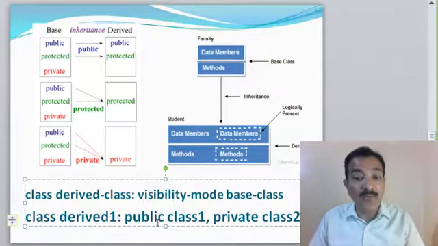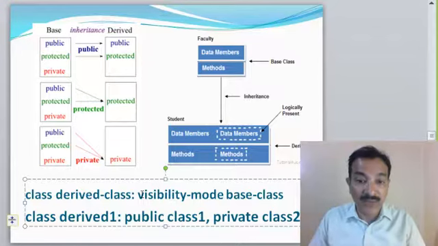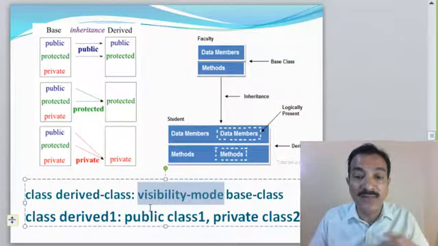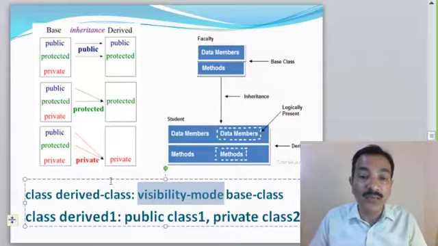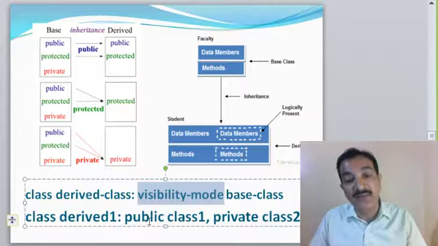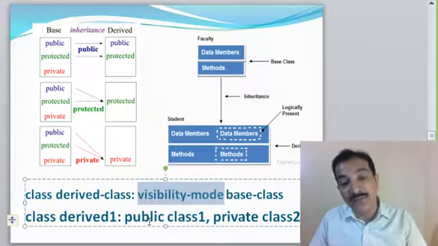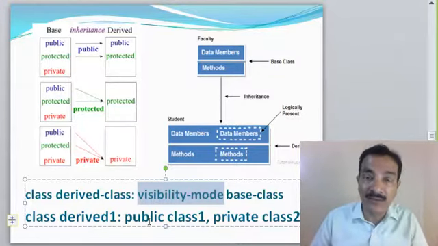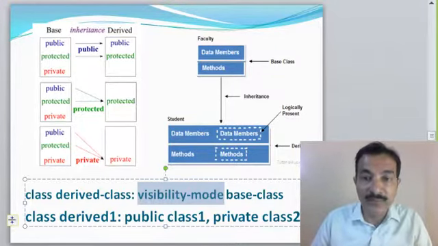And if your derived class has a visibility of private, then the next derived class will not be able to access even the public and the protected members, because these public and protected members have also become private members, and the private members are actually not inheritable. So I hope it's very clear.